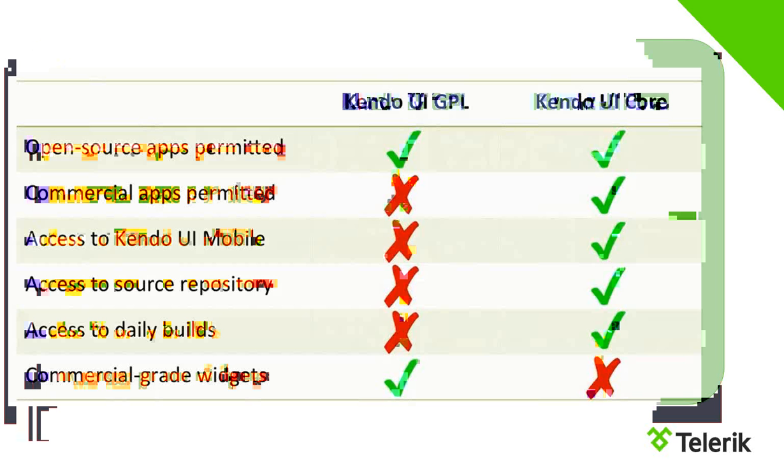And now, this is what the Kendo UI GPL was, the earlier version, so that's no more available, and this is just a comparison between the core what we have now and the GPL version that we had earlier. Open source apps permitted, well, both of them are supported now. Commercial apps are permitted, so only core allows it. GPL v3 is no more there. You can access Kendo UI Mobile, you can access the source repository, you can access the daily builds. Commercial grade widgets are available only in the professional version. So that's just a little brief comparison.